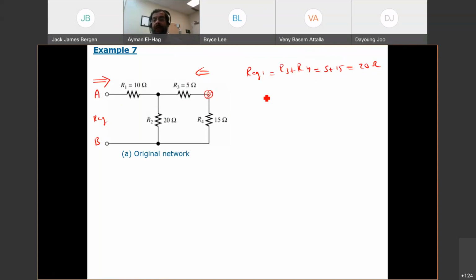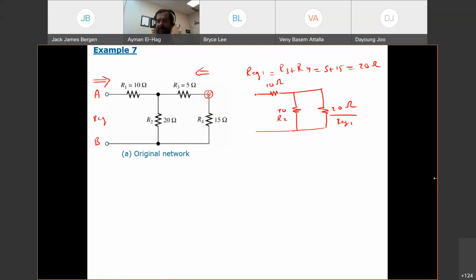So now when I redraw the circuit, this is my 10 ohm, nothing changed. This is 20 ohm, I didn't touch it. But now R3 and R4 become one resistor, and its value is equal to 20 ohm. Okay, now how about this 20 ohm and R2? This is R2 and this is R equivalent 1. What do you think, guys?